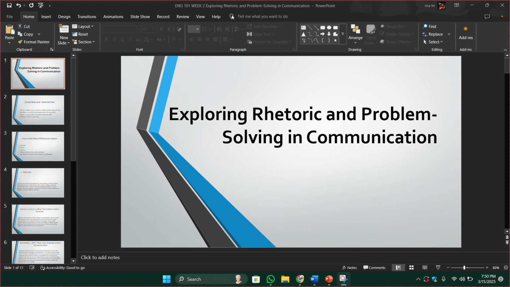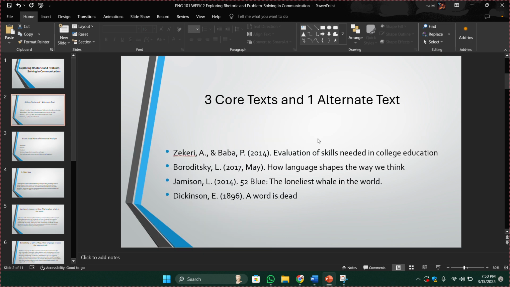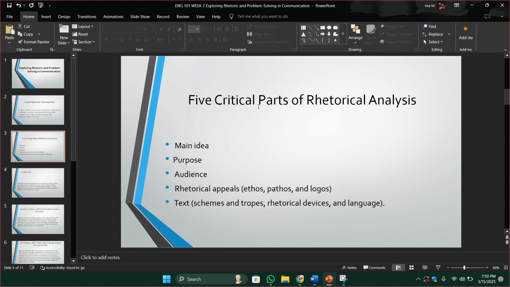By exploring rhetoric and problem solving in communication, the college-wide capability that I chose is communication. These are the three core texts and one alternate text that I chose. And these are the five critical parts of rhetorical analysis, which are main idea, purpose, audience, rhetorical appeals, which are ethos, pathos, and logos, and then the text.